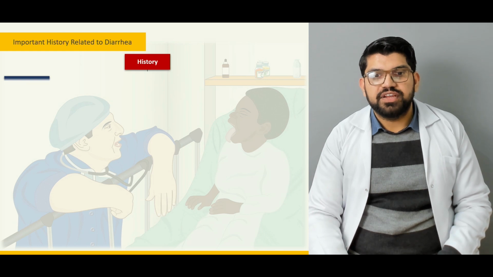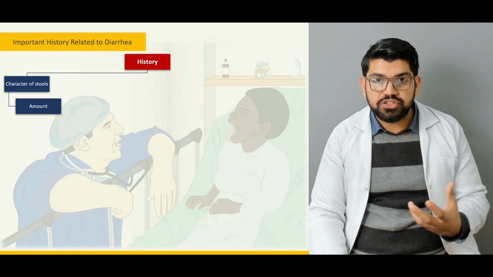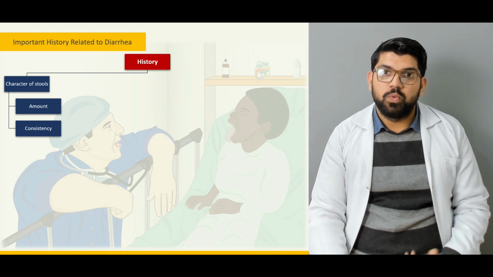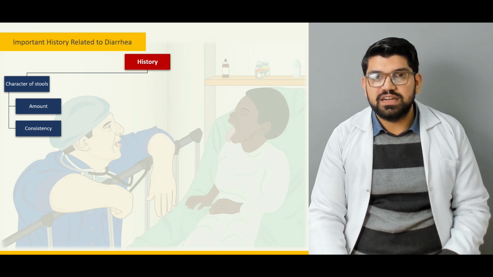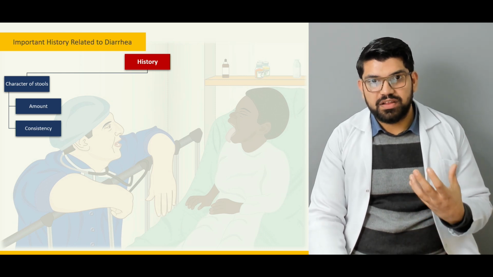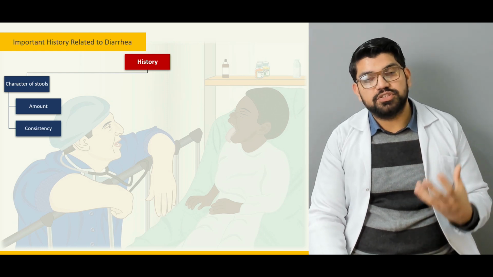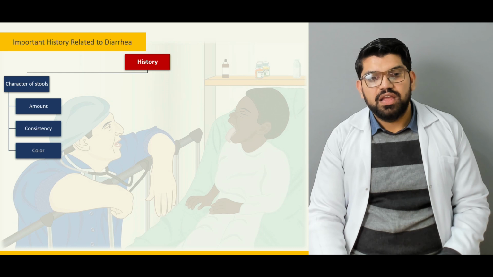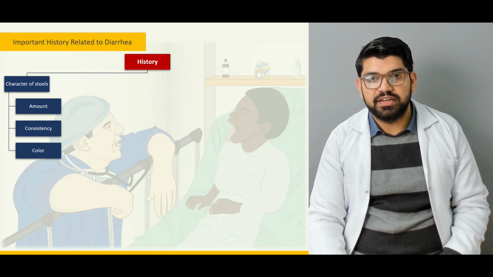So, important history related to diarrhea. What is the character of stool? How much is the stool? What is the consistency? If it's fluid, if it's semi-solid, is it the way that the stool should be? What is the color? If it's black in color, think of melena.